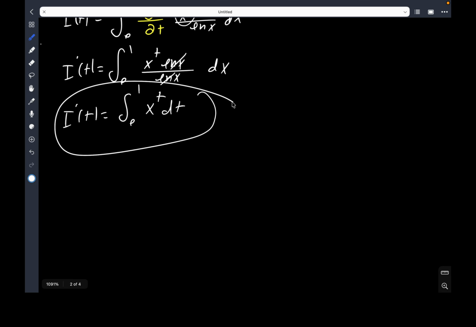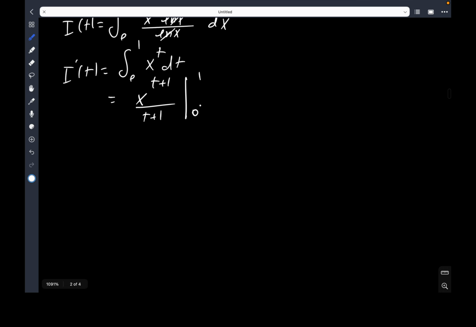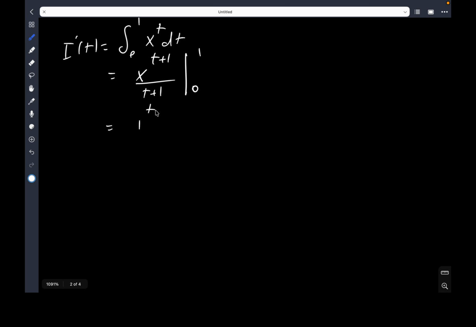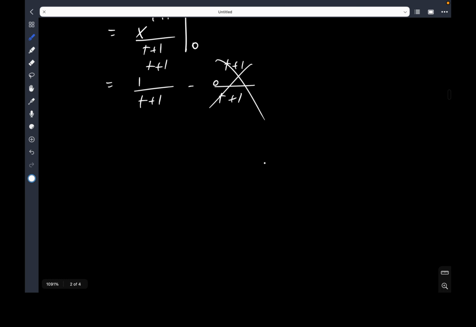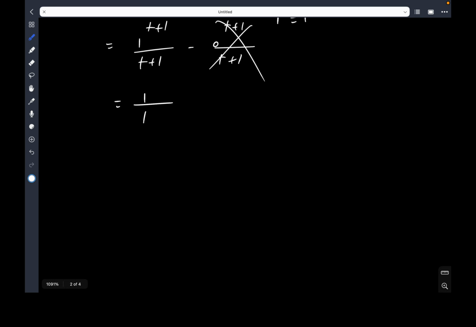Now, this integral is anything but a tough integral. According to the power rule, the answer is x^(t+1) over t+1, evaluated from 0 to 1. If I put in 1^(t+1) over t+1 minus 0^(t+1) over t+1: 0 to any power is 0, so this goes down to 0, and 1 to any power is 1. Thus I can write it as just 1 over t+1, which is equal to I prime of t.